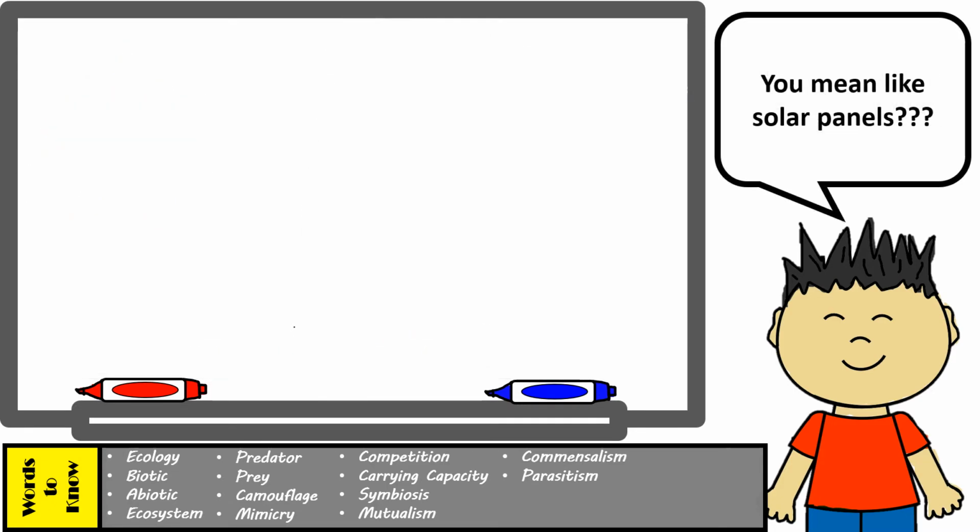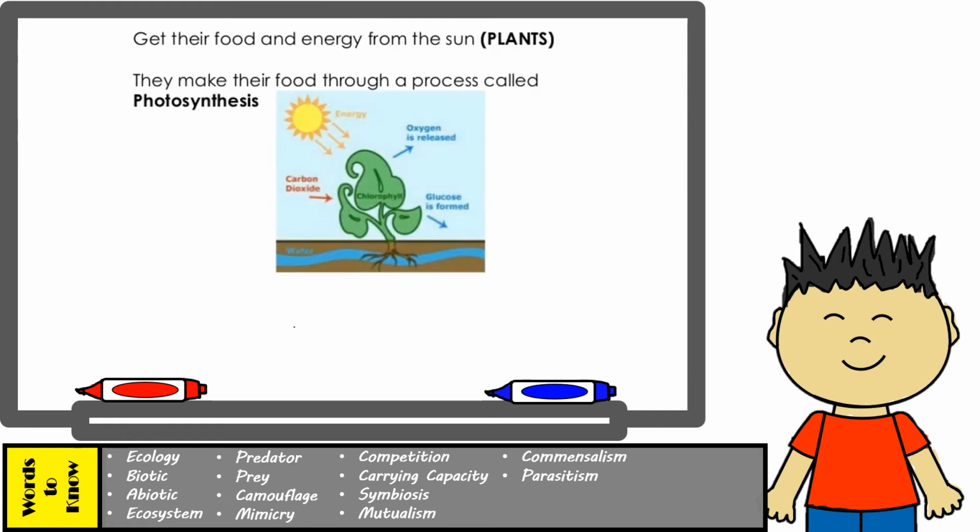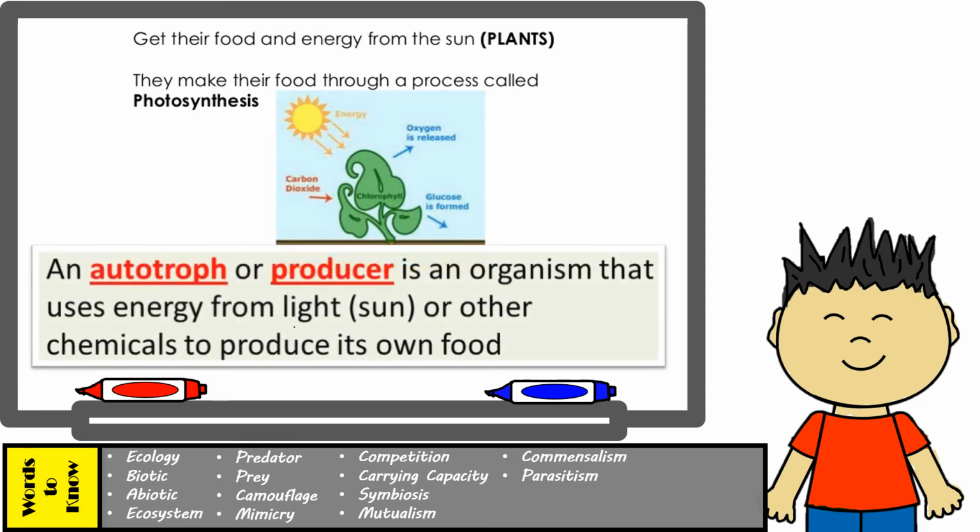Well, not exactly, Alex, but I guess you could say that plants are nature's solar panels, which obtain energy from the sun and store it in chemical bonds of glucose through a process known as photosynthesis. Now, these autotrophic organisms are often referred to as producers.